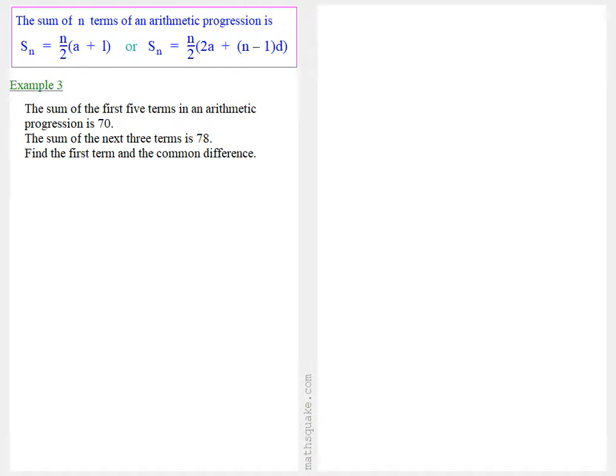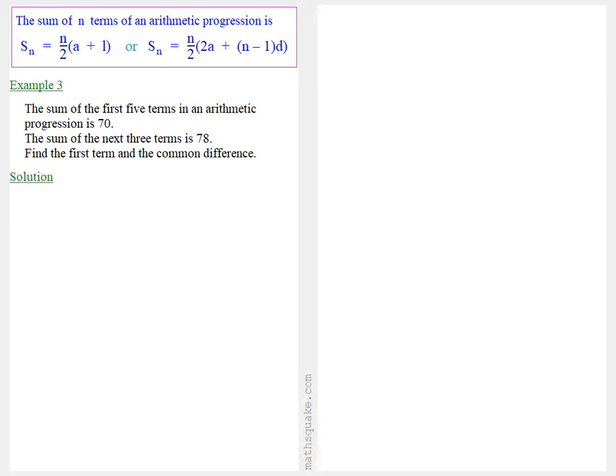Now let's have a look at one more example. The sum of the first 5 terms in an arithmetic progression is 70. The sum of the next 3 terms is 78. Find the first term and the common difference.